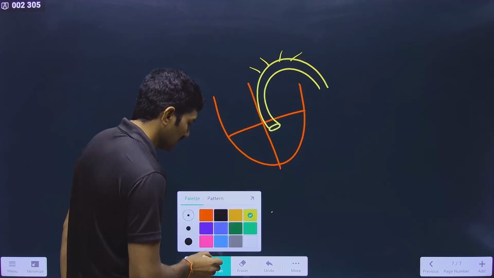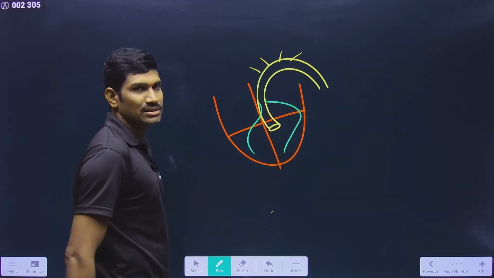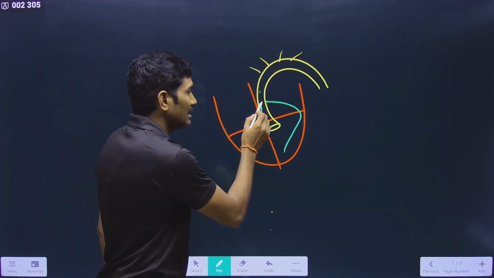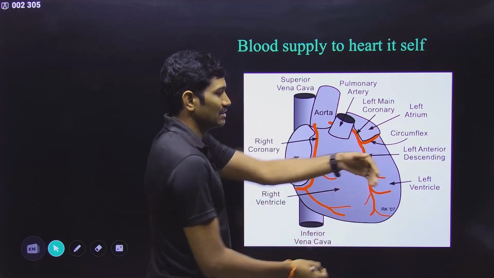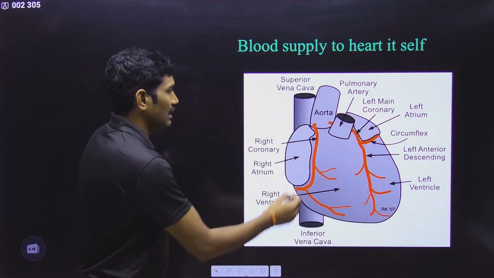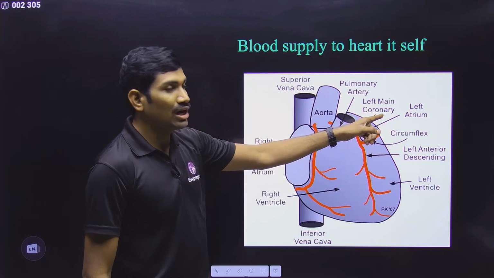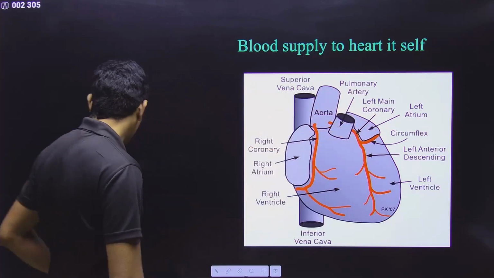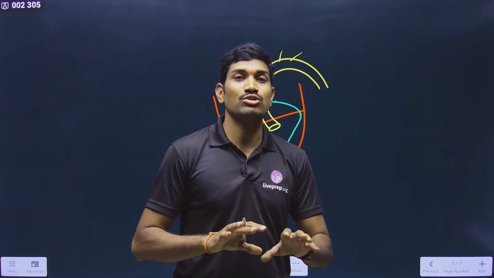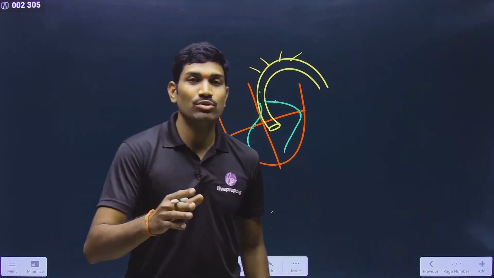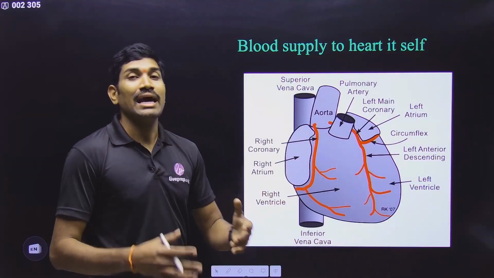Here what they are saying is that the aorta is carrying the oxygenated blood. From this aorta there are some blood vessels coming out of it. On the left side, the left main coronary artery, and on the right side there is a right coronary artery. So left coronary and right coronary, C-O-R-O-N-A-R-Y, coronary arteries. These are the arteries coming from the aorta, and they are highly branched, so they go deep into the heart and supply blood to the heart itself. Please remember this. The heart also has different layers, and these layers have different cells, and those cells also need the blood.